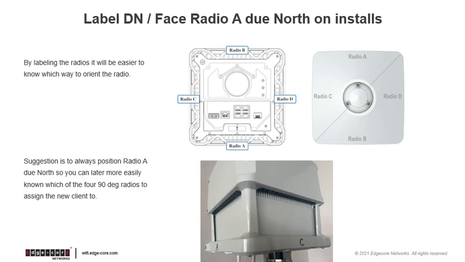I think it's also a good idea, just a suggestion, to make it a best practice to position radio A to due north, right in the middle, as best you can. Then on later installs, maybe a year later when you have to install another client node, it'll be much easier to keep track of which radio to connect to. So just do all your networks the same, radio A north. Of course, this doesn't really apply to the DNs that are not 360 degrees, but if you're using a 360 degree radio for the DN, that'd be an idea.